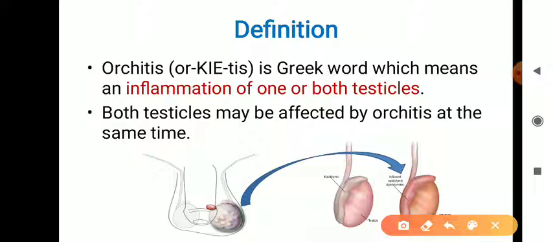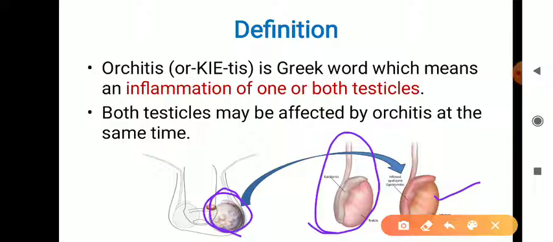Orchitis is a Greek word which means an inflammation of one or both testicles. Both testicles may be affected by orchitis at the same time, but the symptoms can be seen in only one testicle. As here in the picture we can see this is the testis that is affected by orchitis, and here we can see the normal testis and epididymis. In this picture, the epididymis as well as the testis are both infected.